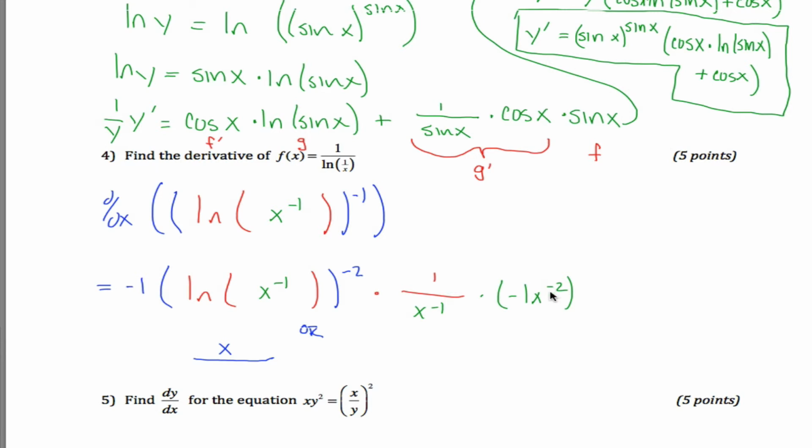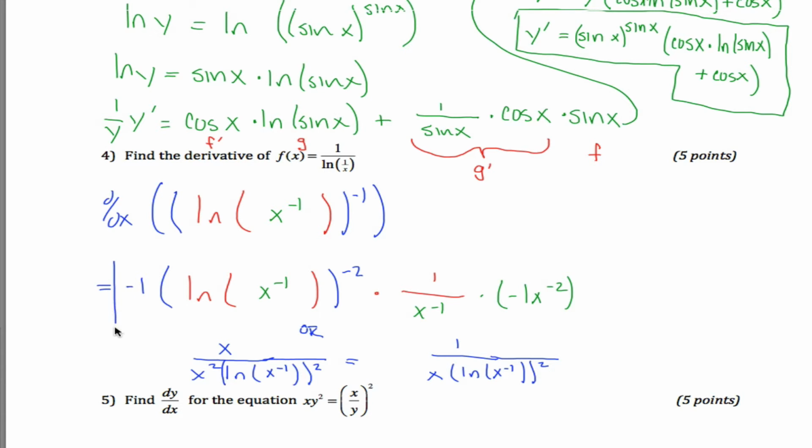X to the negative 2 up on top, I can make that x squared by putting it down on the bottom. And then I got the natural log of x to the negative 1 down on the bottom to the negative 2 power. So I'll make it the natural log of x to the negative 1 squared. And I can cancel out one of these x's and one of these x's, and finally get 1 over x times the natural log of x to the negative 1 squared.